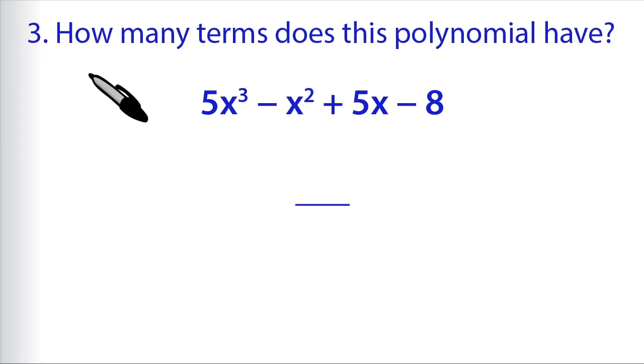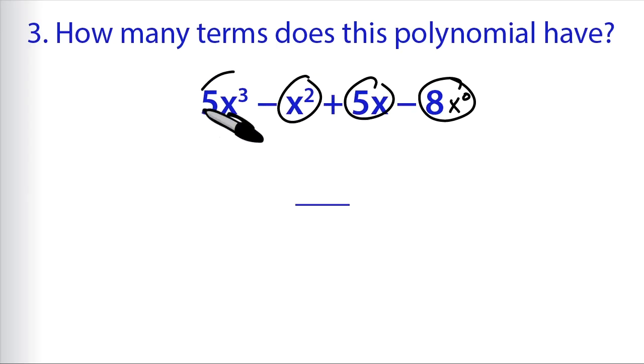For problem 3, we have how many terms does this polynomial have? And we have these terms here being added and subtracted together. And not all of them seem to have both parts, like there's supposed to be a number part and a variable part. And this one doesn't have a visible number part, but remember, you can always think of there being a 1 in a term that doesn't have a visible number part. And this one here doesn't have a variable part, but you could think of it as having x to the 0, which is just 1, so it would be 8 times 1. So all of these here are terms, so there are 4 terms.